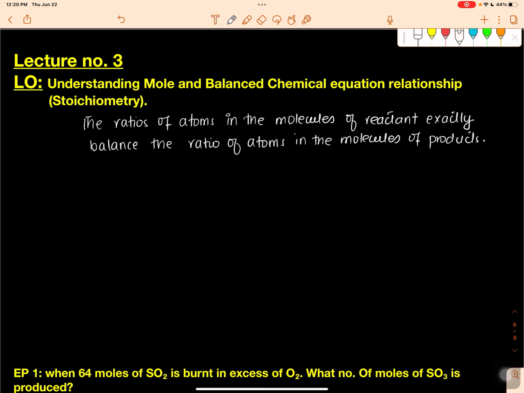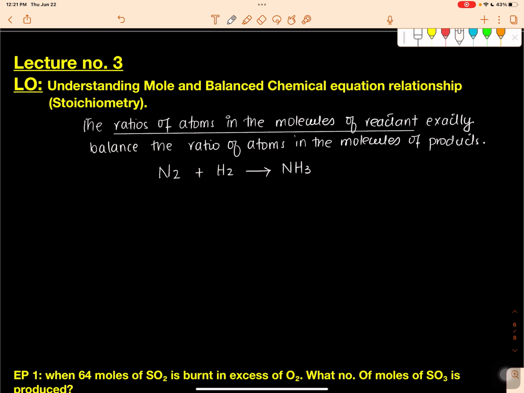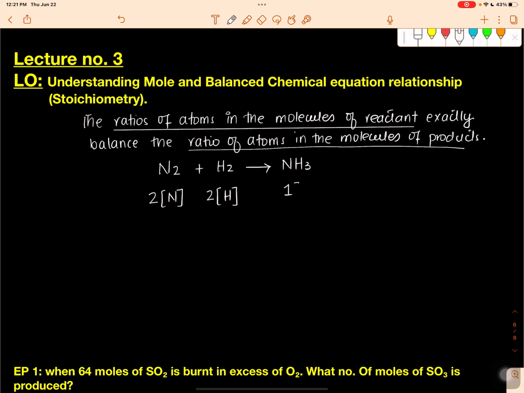In the first lesson, we talked about one of the Haber's process reactions, which is nitrogen reacting with hydrogen and producing ammonia. So we look at the ratios of atoms in the molecules of reactants. Here we have 2 atoms of nitrogen, here we have 2 atoms of hydrogen. And what is the ratio of atoms in the molecules of products? Here we have 1 atom of nitrogen and 3 atoms of hydrogen. So we see that they are not balanced.